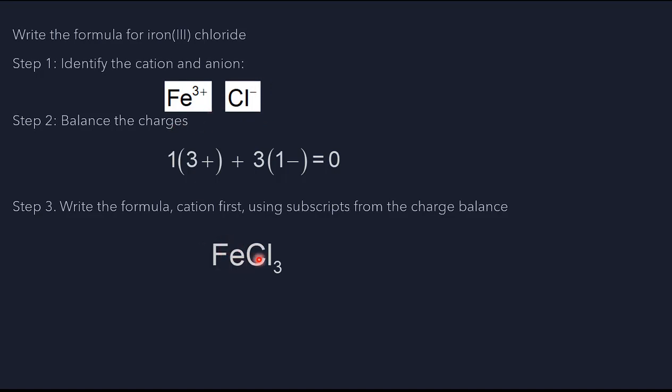We'd end up with 1 iron atom and 3 chloride atoms. So either way, if you like to use the mathematical approach by sort of plugging in numbers to find where we can get 0, or the crisscross method, either one works.